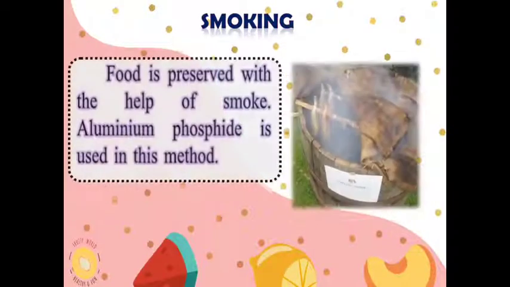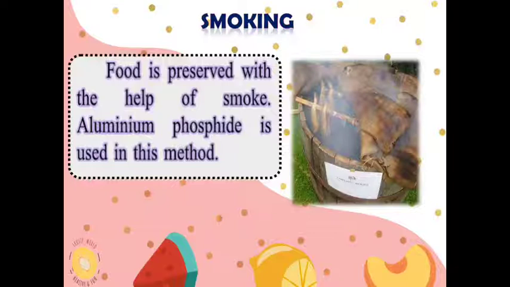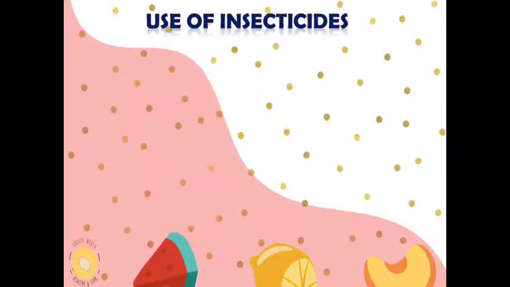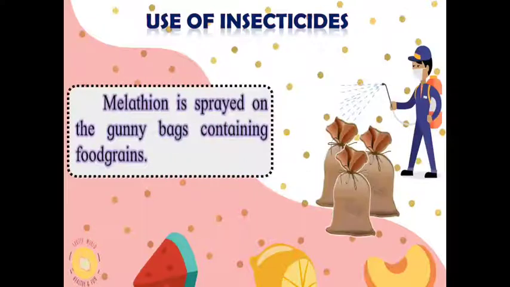In smoking, food is preserved with the help of smoke. Aluminium phosphide is used in this method. Use of insecticides. Malathion, which is a type of chemical, is sprayed on the gunny bags containing food grains.